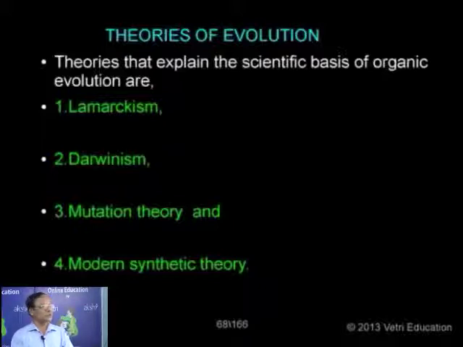Out of these, the first one is Lamarckism, as proposed by Jean-Baptiste Lamarck. The second one is Darwinism, as proposed by Charles Robert Darwin and also by Alfred Russel Wallace. The third one is mutation theory, as proposed by Hugo de Vries. And the fourth one is the modern synthetic theory, proposed by different people, for example T.K. Chudovsky, J.L. Stebbins, R.R. Reich, R.A. Fisher. So many people contributed to the development of the modern synthetic theory.